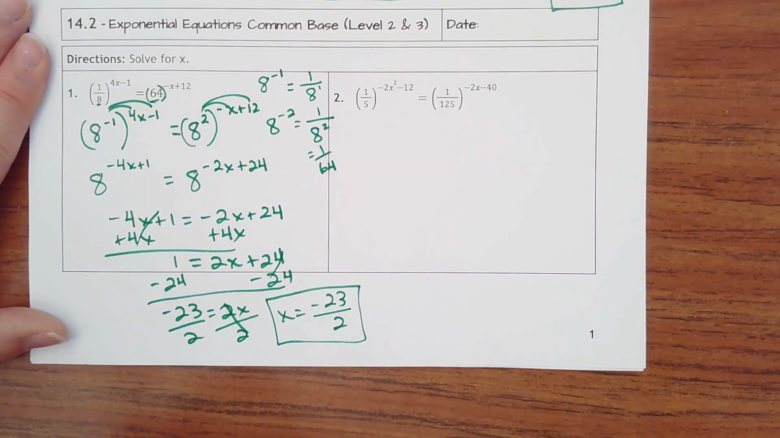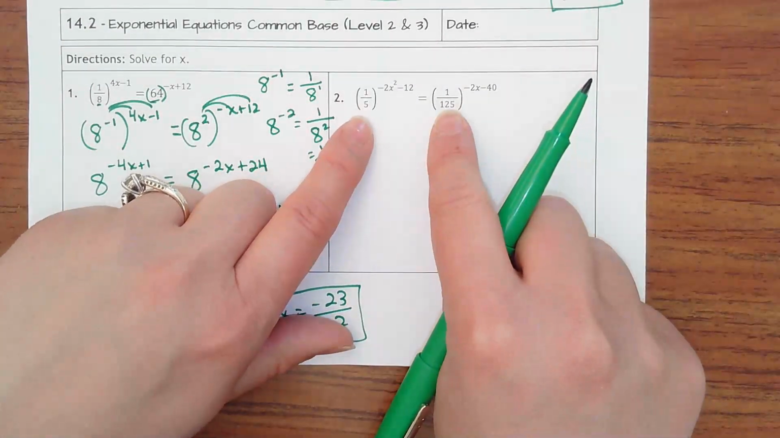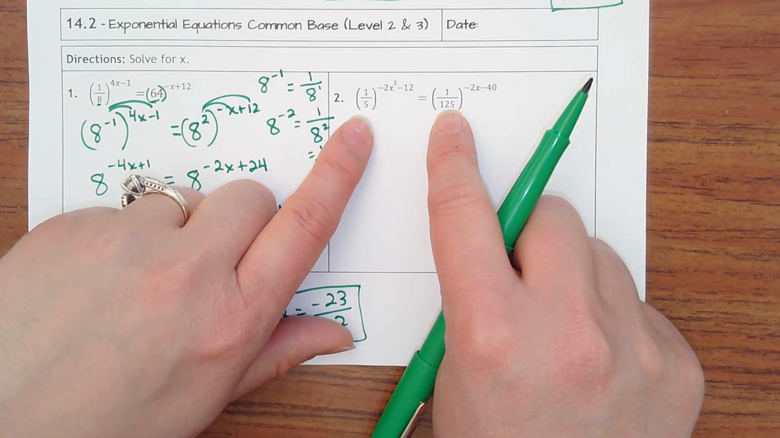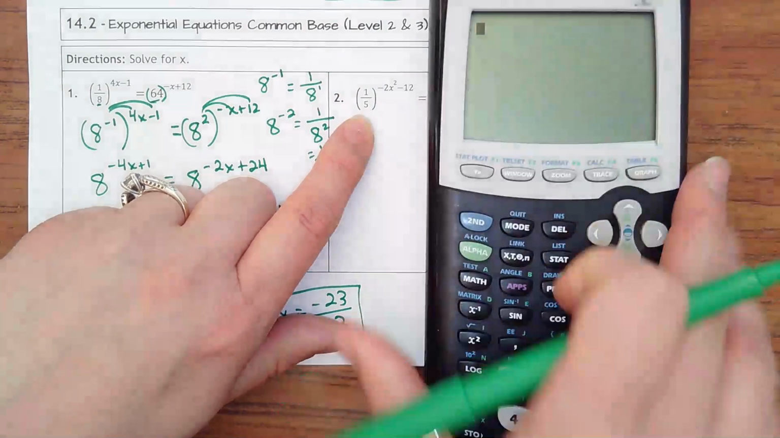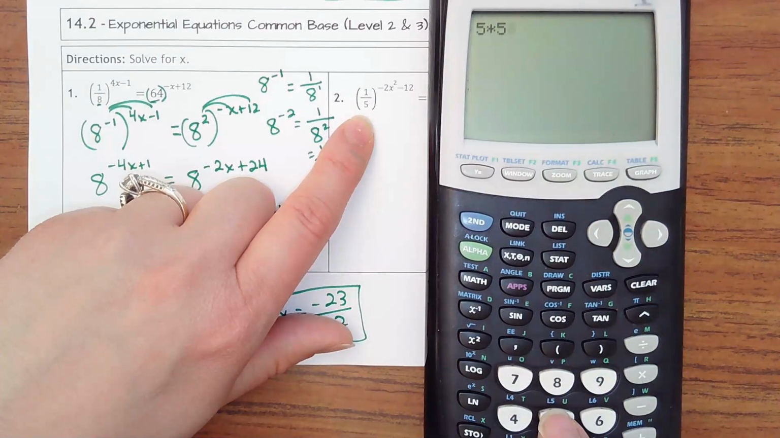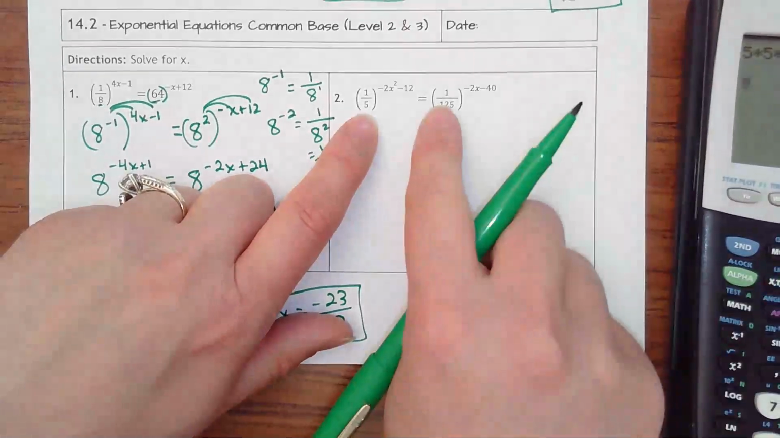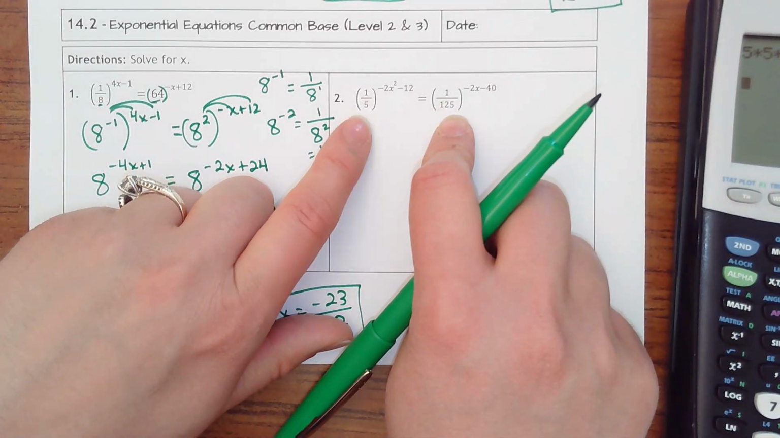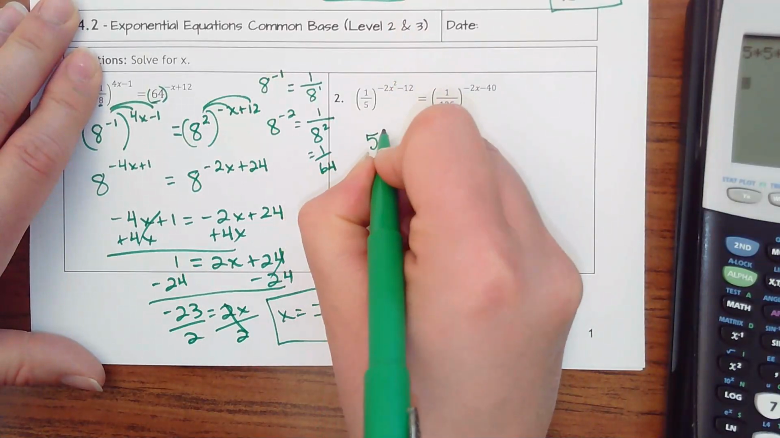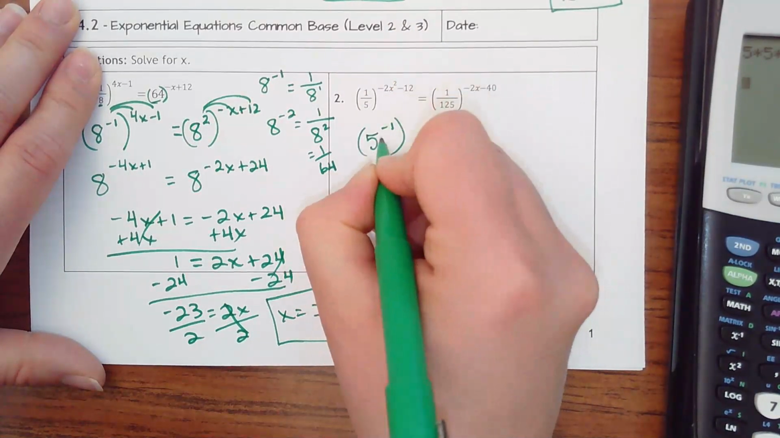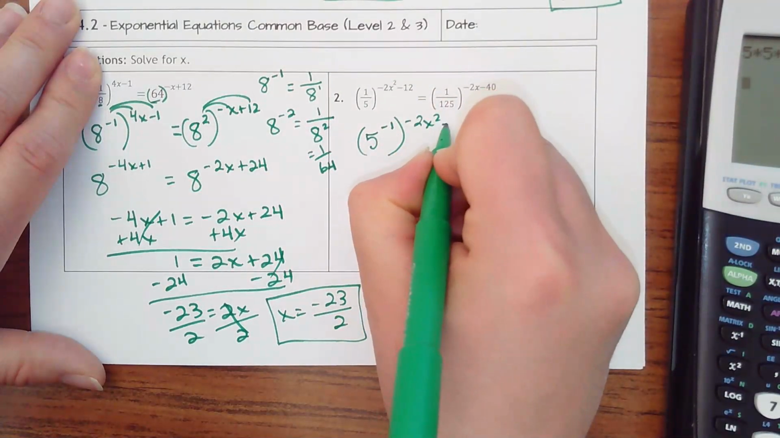All right, number 2 is very similar. I see both of them are fractions, and so I'll have to have negative powers to flip them. I'm really just looking at the 5 and 125. I know that 5 times 5 is 25. 25 times 5 is 125. So I could rewrite this as 5 cubed, and this is still 5. But I know I'm going to flip that up, so that'd be 5 to the negative first power is the same thing as 1 over 5, to the negative 2x squared minus 12 power.